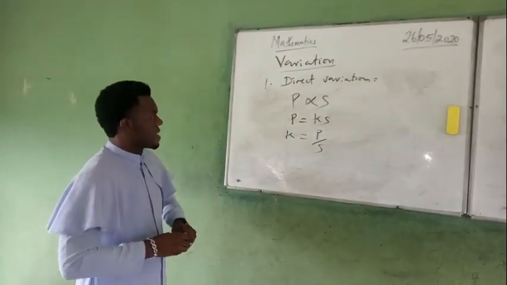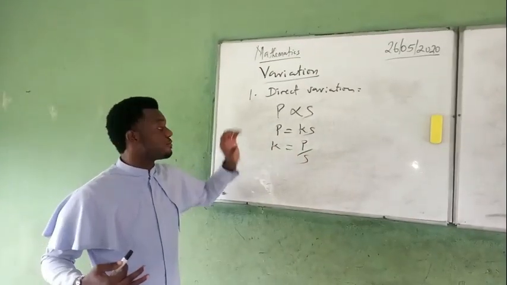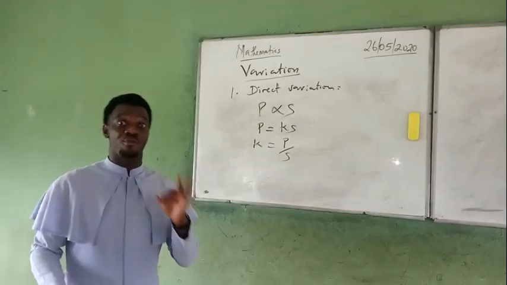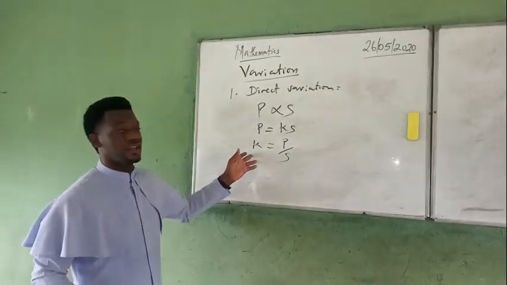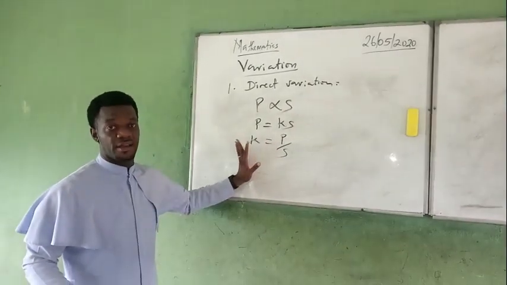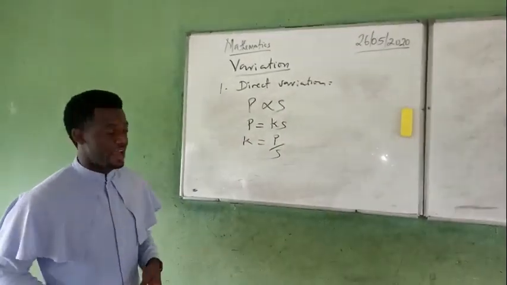Whenever I want to find K, which is the constant, before you solve any problem of variation, you must find the constant. So K is the constant, and once you find K, you can then find another. This is such a review.